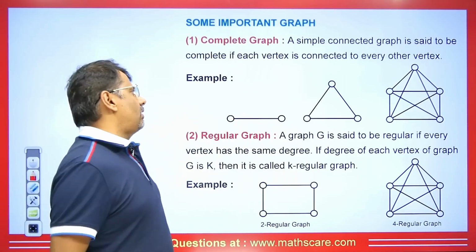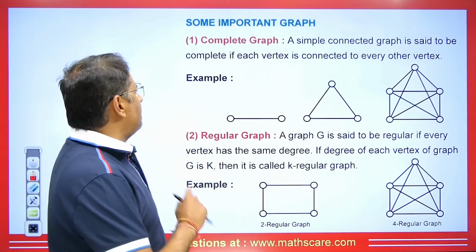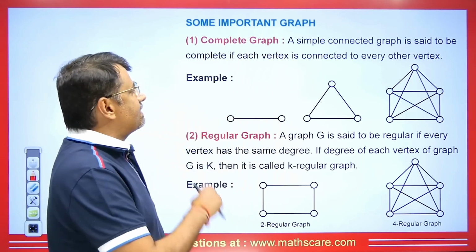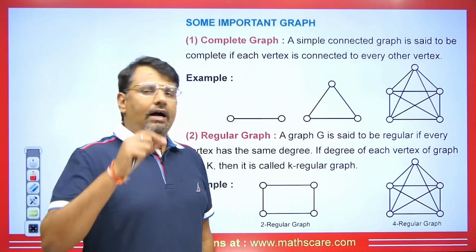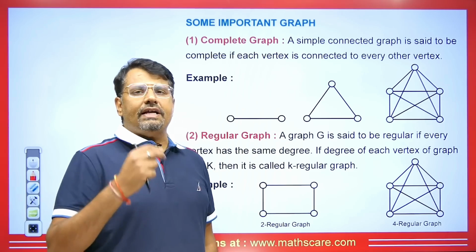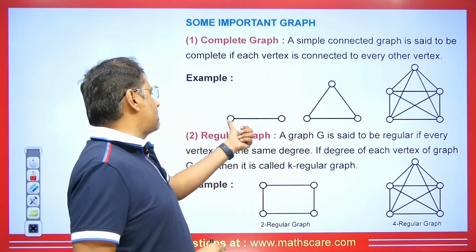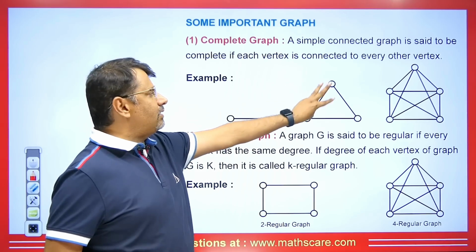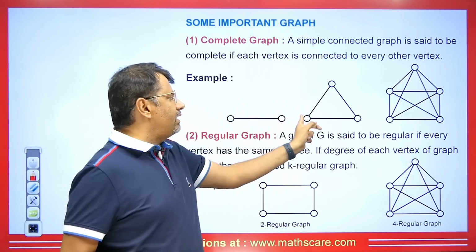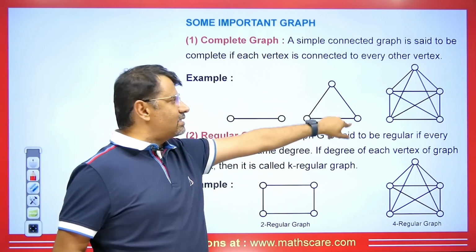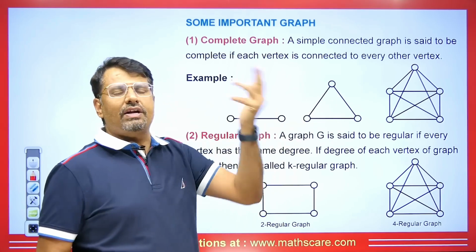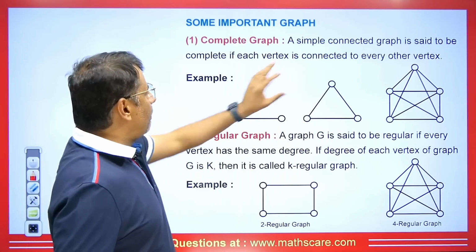First is our complete graph. A simple connected graph is said to be complete if each vertex is connected to every other vertex. If each vertex is connected to all other vertices, then we call such a graph a complete graph. Like this: there are three vertices. This vertex is connected to this one, this is connected to this one, and this is connected to this. So each vertex is connected to the other vertices. So this is a complete graph.